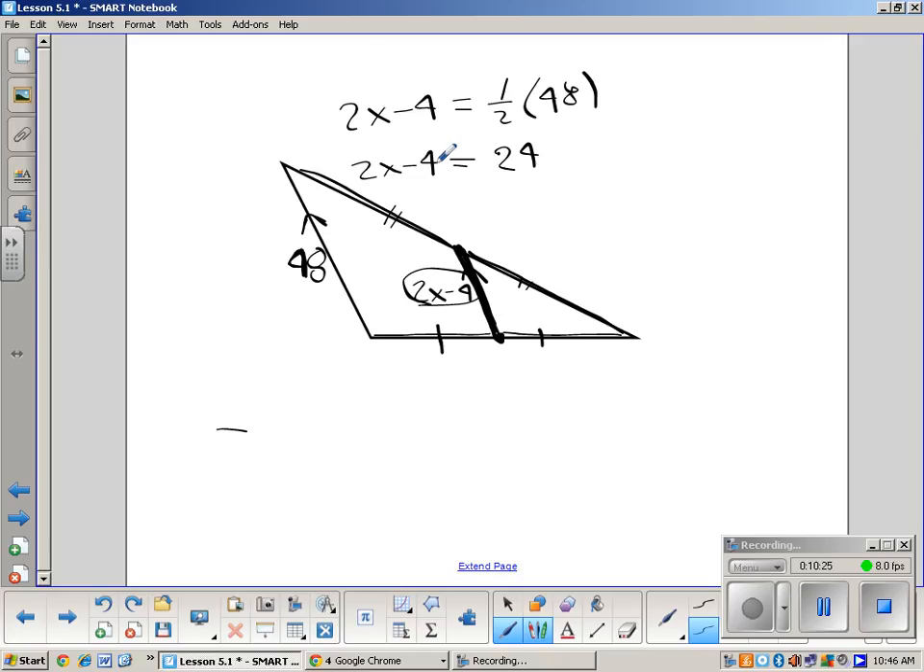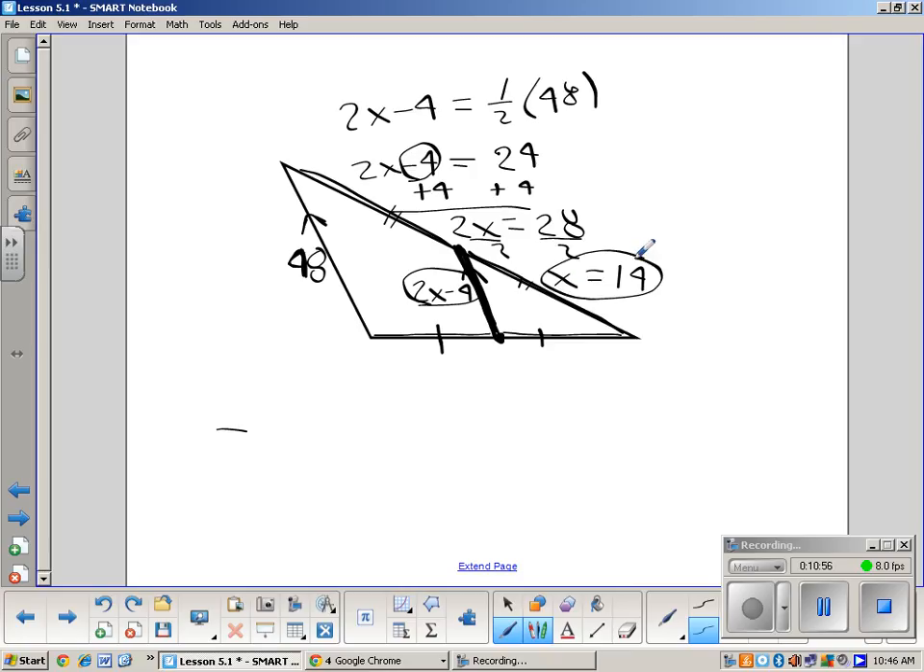Was that one of our things in the book? Not necessarily, but it's like them. How do we solve for x then now? You add 4 to both sides and divide by 2. Okay, we do the opposite of that, right? Add 4 to both sides. So 2x is equal to 28. Then divide that by 2, and x equals 14.